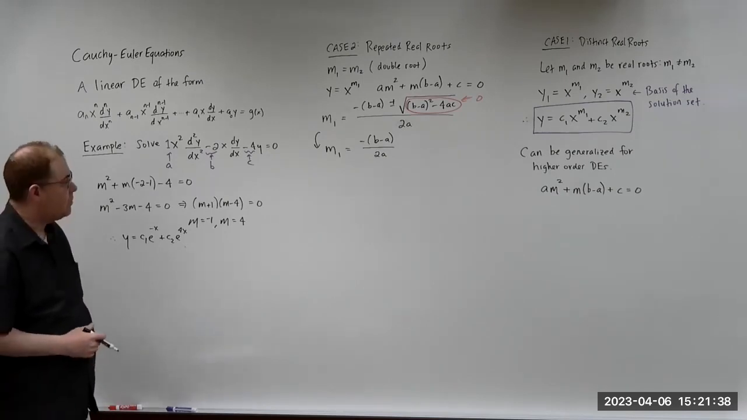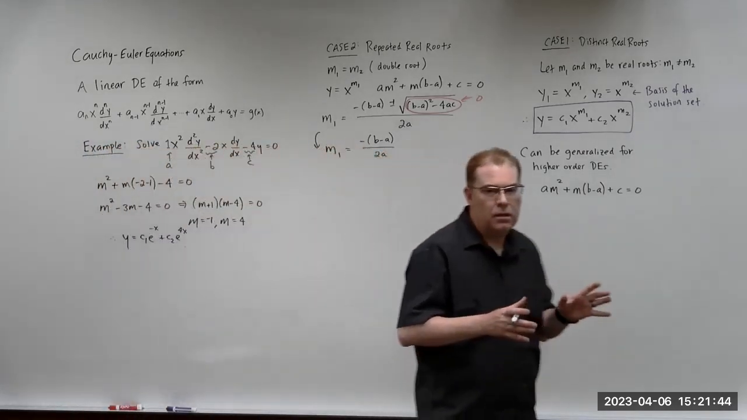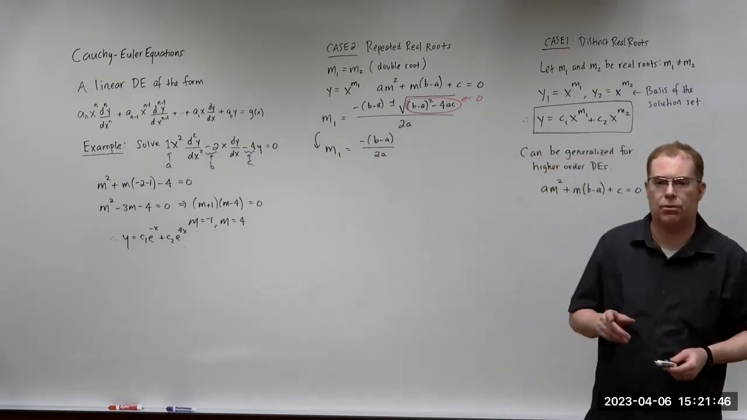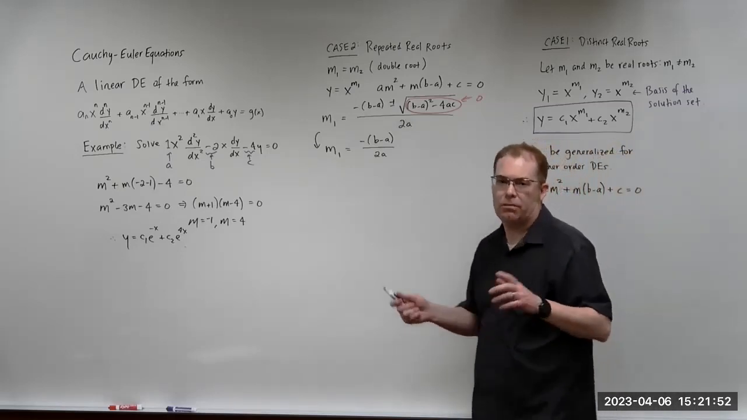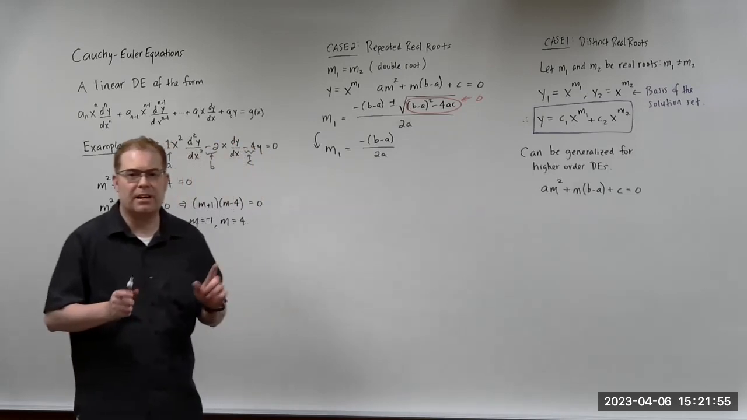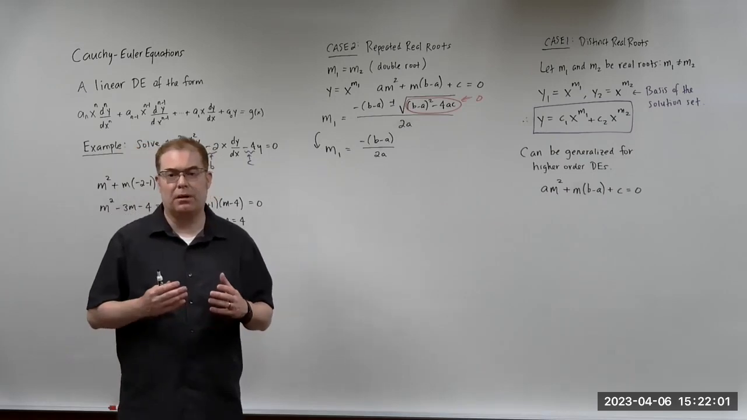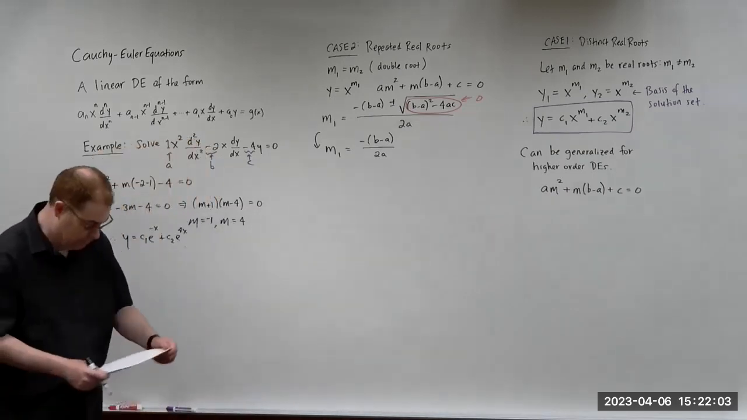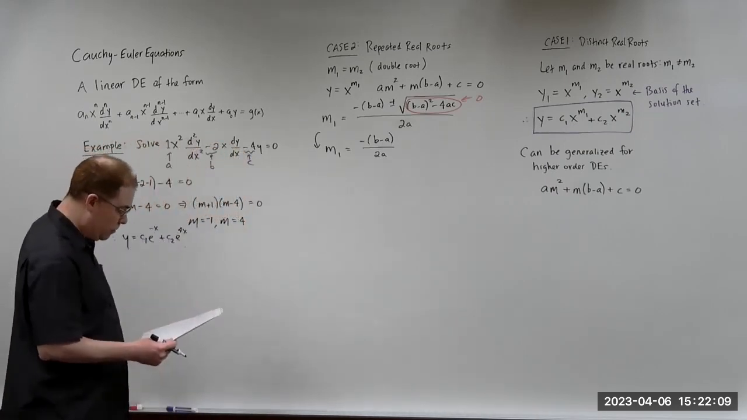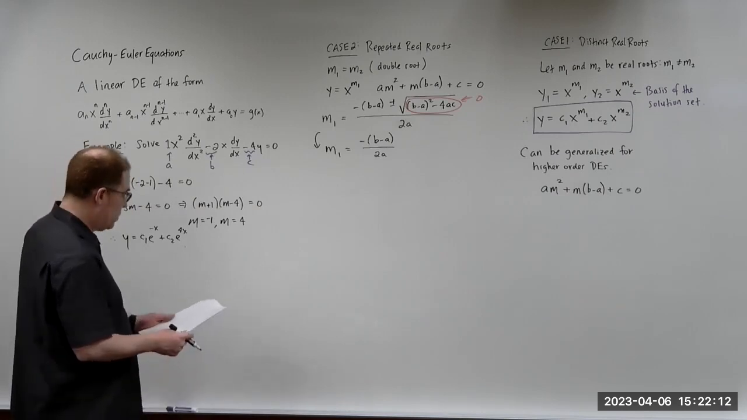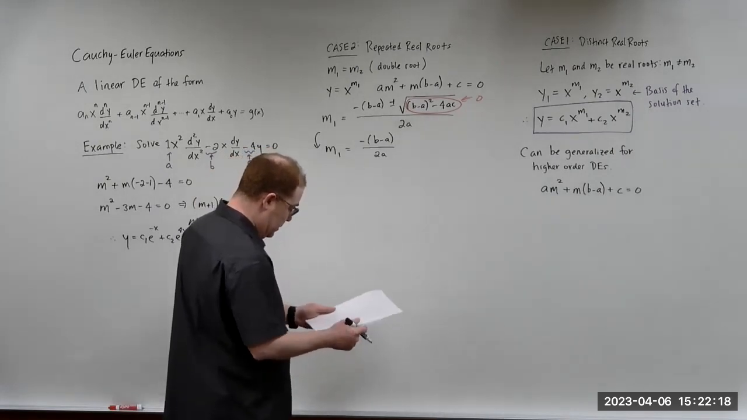So we know m1 based on what a and b are. The question is, how can we get the second solution? Well, just like we did before, we're going to go back and use the reduction of order method. We're going to apply that formula, and we will be able to obtain our second solution. To do that, remember, we have to be working in standard form, so going back to this form.